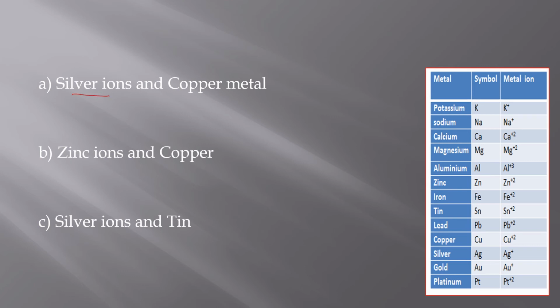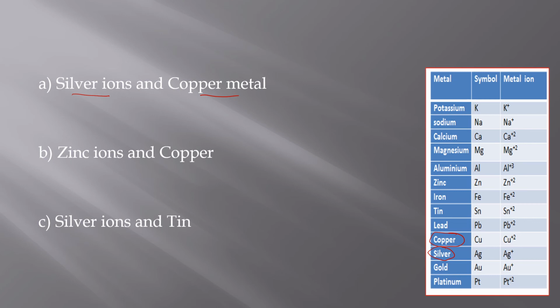We have silver ions and copper metal. So silver's there, copper's right there above it. Now instantly we know that the metal is above the ion, so it's going to react, it's not going to work. How do we know that? How do we write that out as an equation?